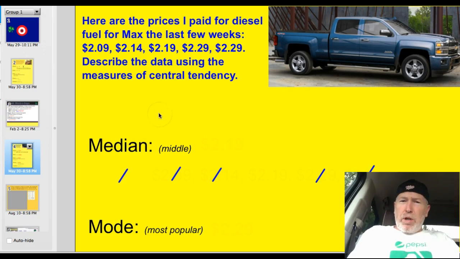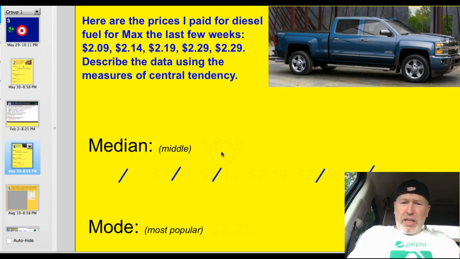It's fitting that we do this one about my truck Max because I'm actually sitting in it as we work it. So here are the prices I paid for diesel fuel for Max the last few weeks. I paid $2.09, $2.14, $2.19, $2.29, and $2.29. So describe the data using the measures of central tendency.